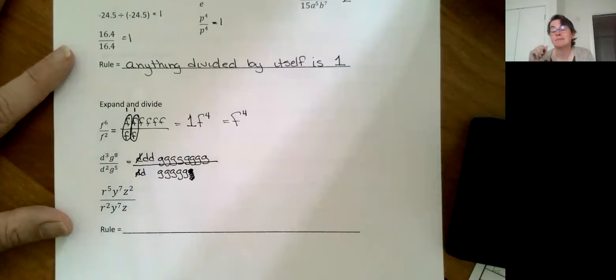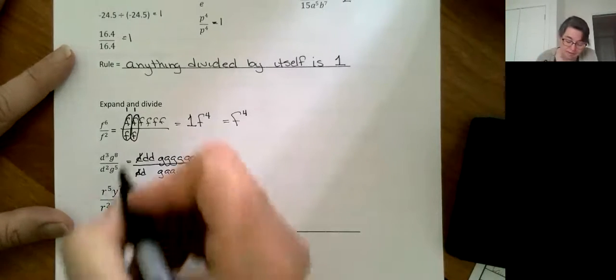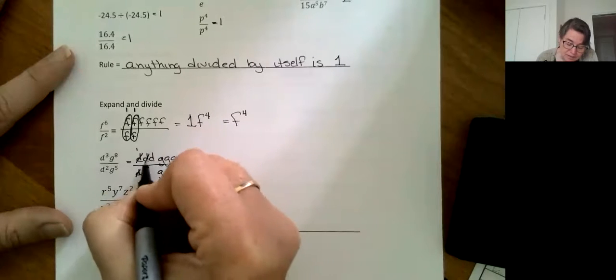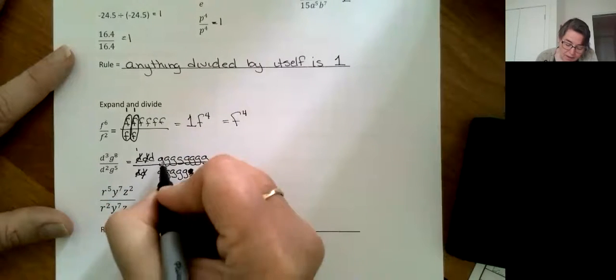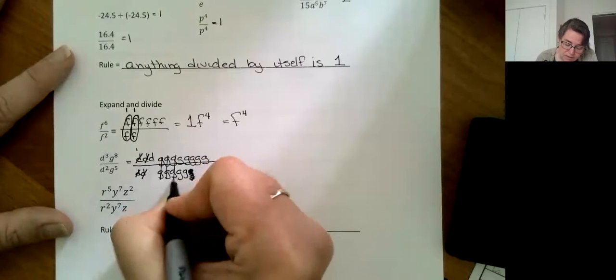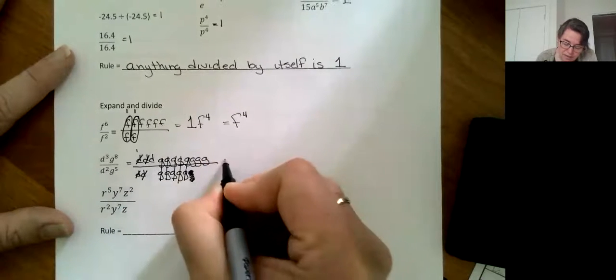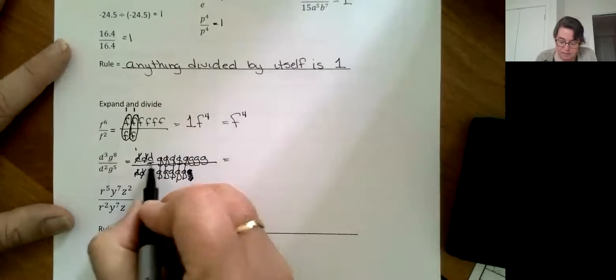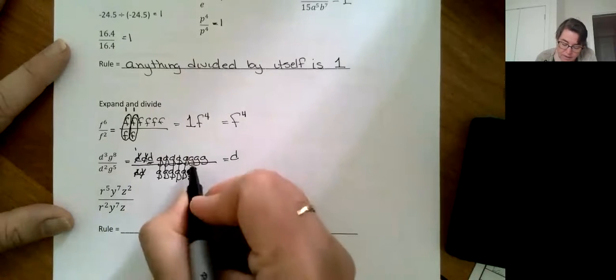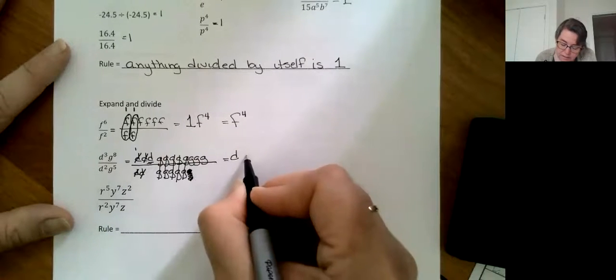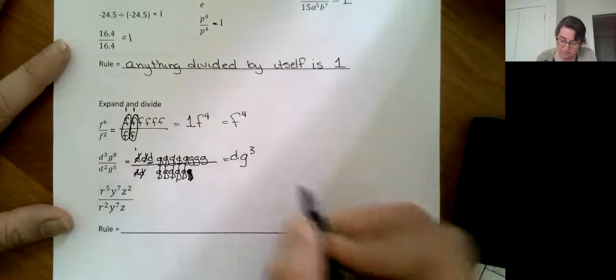95% of the time, that part doesn't matter, that you remember it cancels to 1, but there's the occasional question where, if you're not careful, I'm going to catch you, where it matters. So 1, and this cancels. And then 1, 2, 3, 4, 5. So what's left? There's a D here, and G to the 3rd.